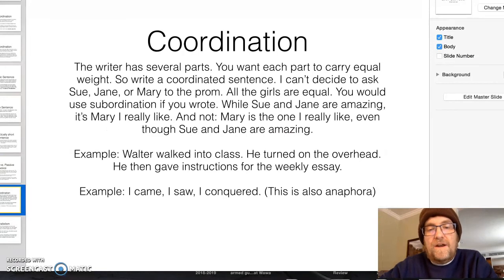Coordination. The writer has several parts. You want each part to carry equal weight, so write a coordinated sentence. I can't decide to ask Sue, Jane, or Mary to the prom. That's an example. All girls are equal.